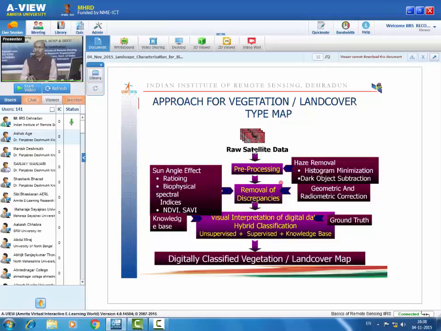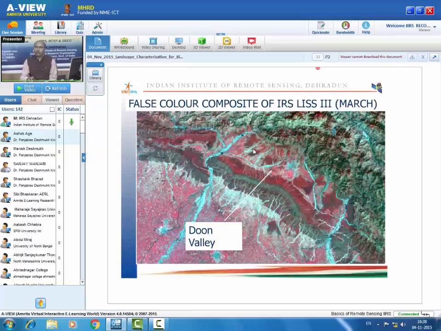I will not go into detail of it. Basically, there are different ways to map. You can do visual interpretation, you can do digital interpretation, you can use supervised and unsupervised classification, you can integrate indices. There are many possibilities to do the mapping. So I will skip here. Let us see how we can do mapping.